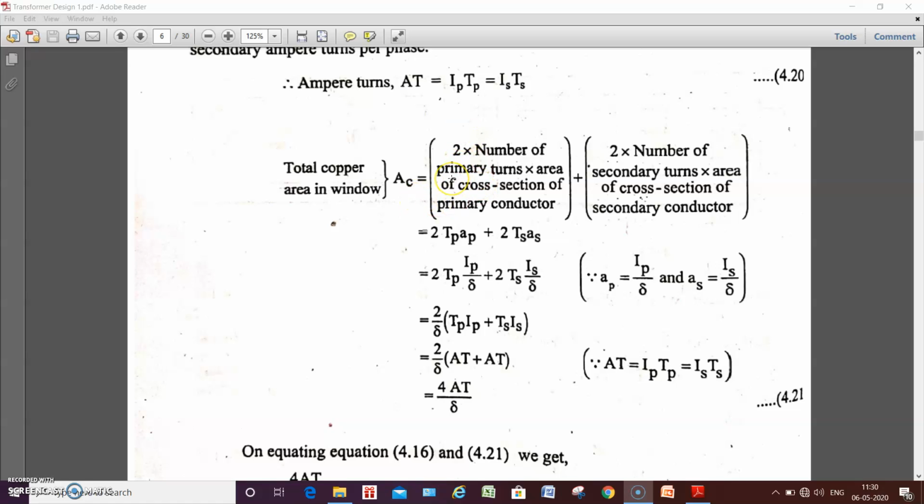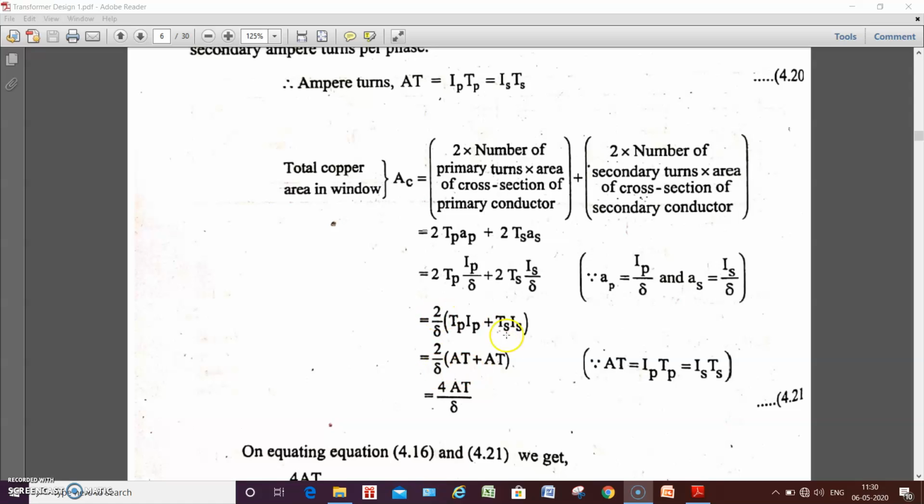So here the only thing is that two windows will be there. The conductor copper area in the window is 2 times that considered in the single phase transformer: 2 times APTP plus 2 times ASTS. So only one more window gets added. In a single phase transformer, it will be only one window area for the primary winding and one for the secondary winding, but in a three-phase transformer it is 2 times as compared to the single-phase transformer.